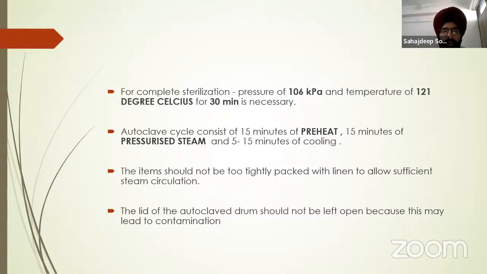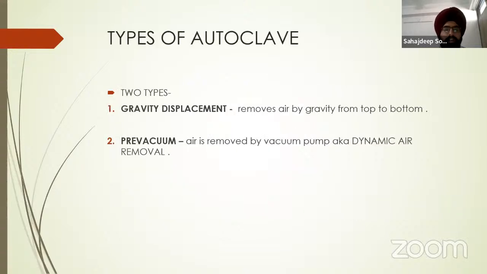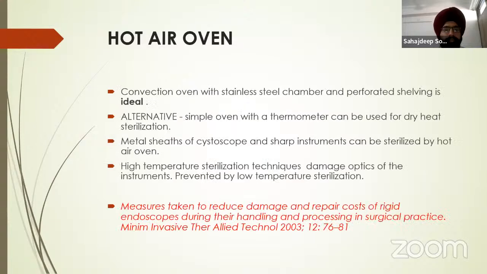The items should not be tightly packed with linen, to allow sufficient steam circulation, and the lid of the autoclave drum should not be left open because it may lead to contamination. There are 2 types of autoclaves. One is gravity displacement, in which the steam moves from top to bottom by gravity, and then there is the pre-vacuum. Here the air is removed by a vacuum pump. It is also known as a dynamic air removal autoclave.